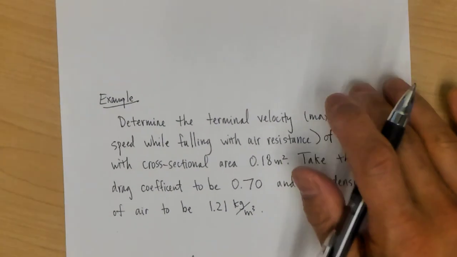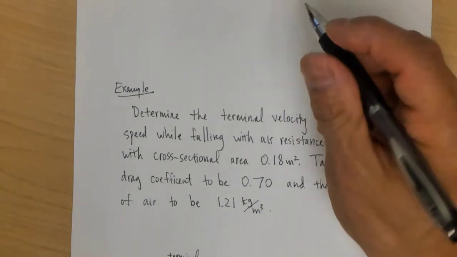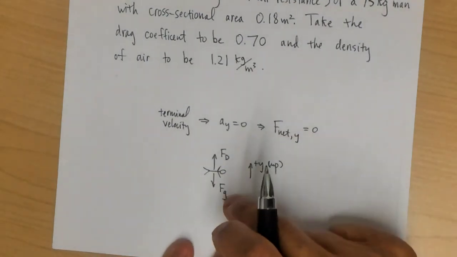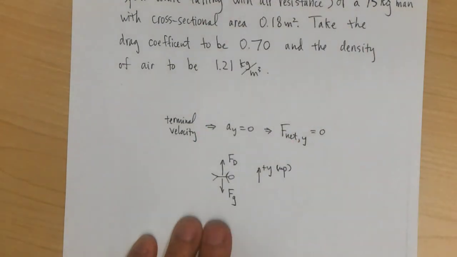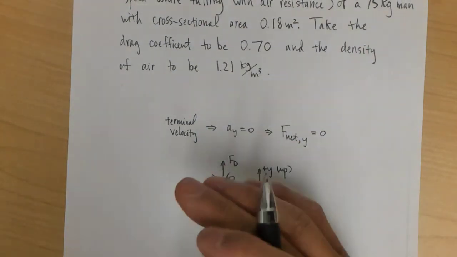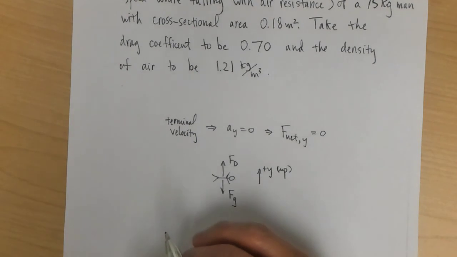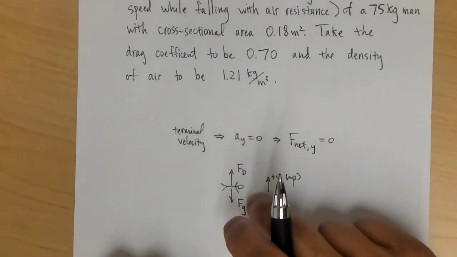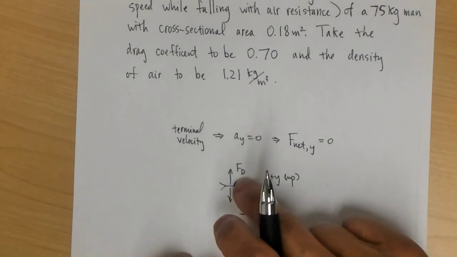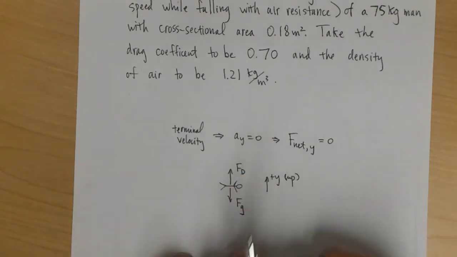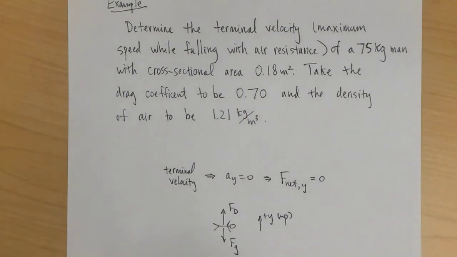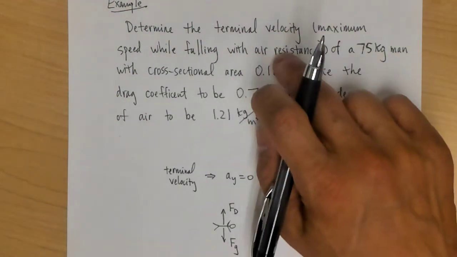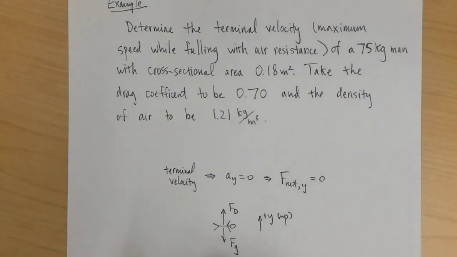There's this concept of terminal velocity. If you're falling down, you get faster and faster, but eventually you're going so fast that the air resistance is enough to cancel out your force of gravity, and you don't go any faster. This is what's called terminal velocity, and it's essentially the maximum speed while falling with air resistance.